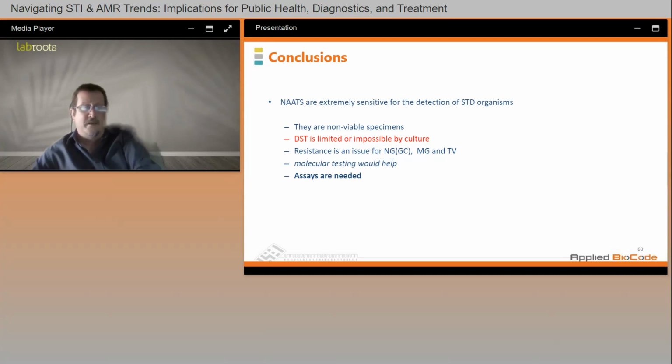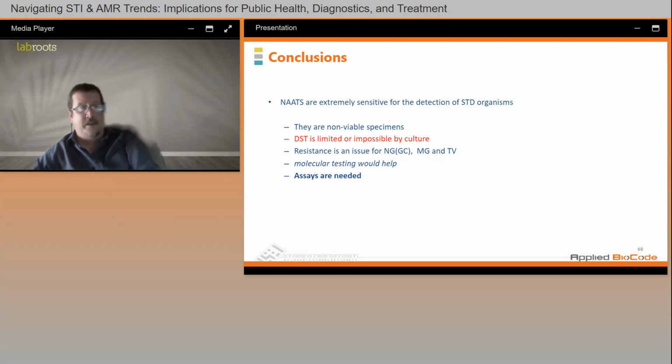In chlamydia, the main issue is strain typing to see if there's an LGV strain, possibly, which requires very different treatment. So again, assays are needed. In all of these cases, if we had molecular assays that were cleared, we could treat very tactically, so that when we were detecting these organisms, we could also simultaneously find out if the mutations were present, so we could treat right there and then.